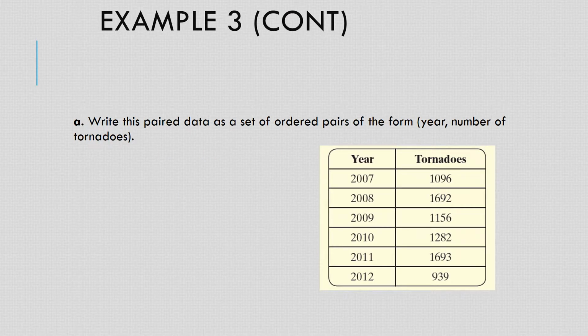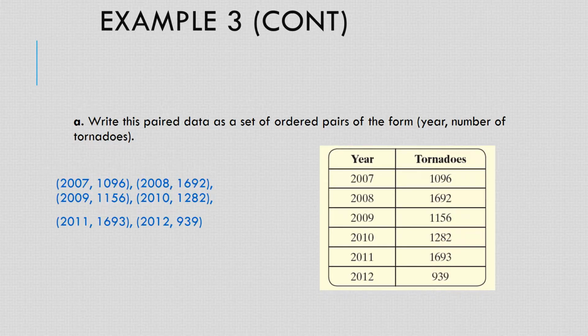So here we have our table. So I'm going to write my ordered pairs. My ordered pairs would be 2007, 1096; 2008, 1692; 2009, 1156. If you notice, typically this would be your x value on the left hand side, and your y value is typically on the right hand side. Left is your x, right is your y. Please excuse me.